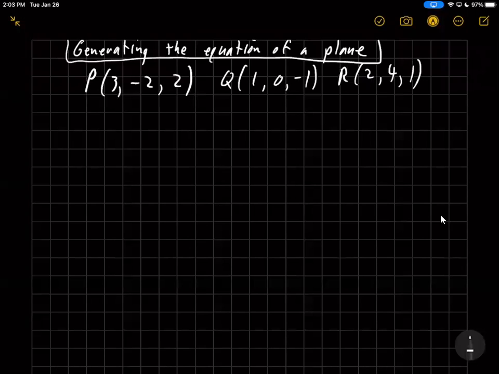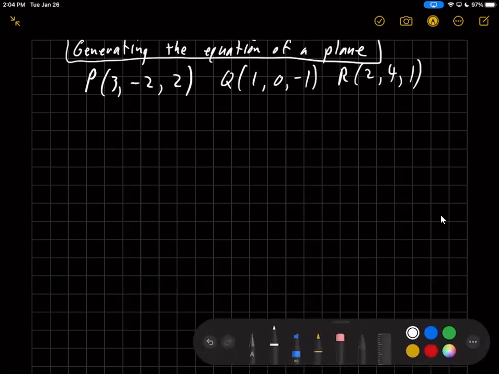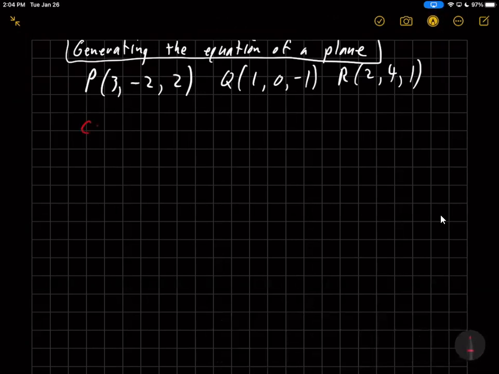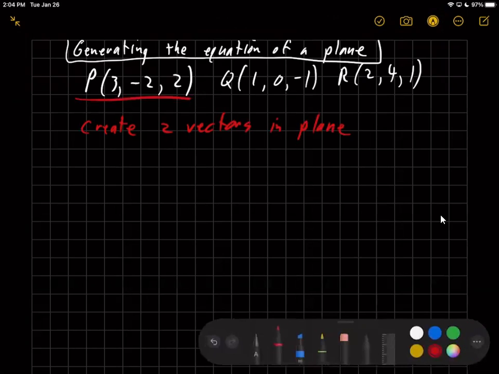Okay, so now we will try to do the problem that was just shown to us in MATLAB. We have 3 points in three-dimensional space. Remember that the first thing we needed to do was create vectors PQ and PR. So we're creating two vectors in the plane. We're going to favor point P and use that as our vertex point.